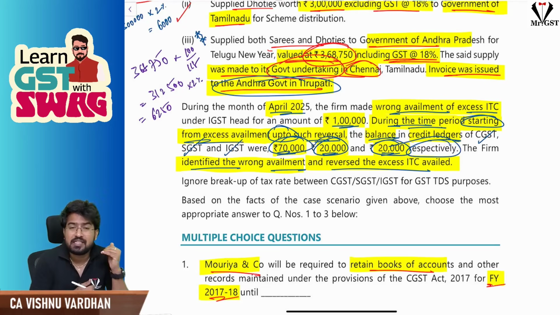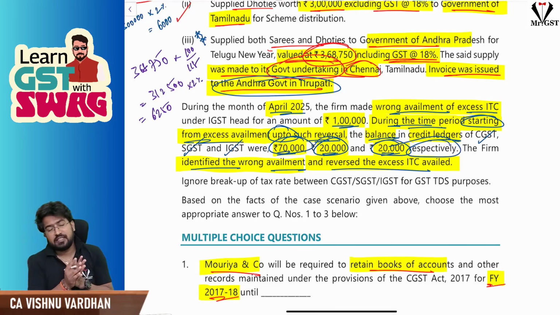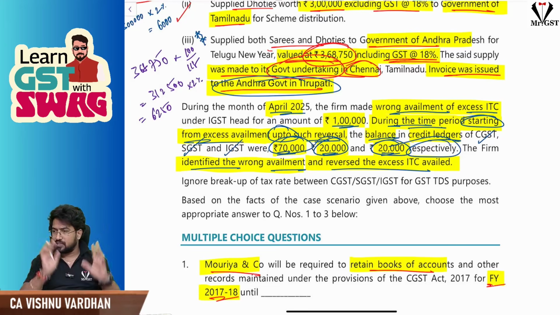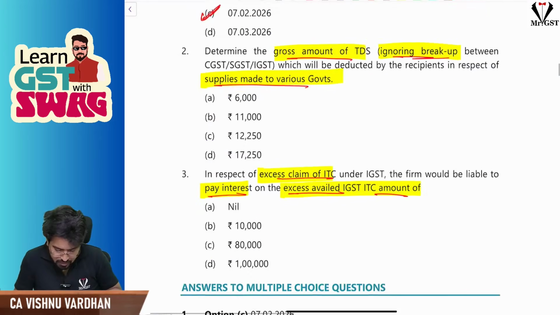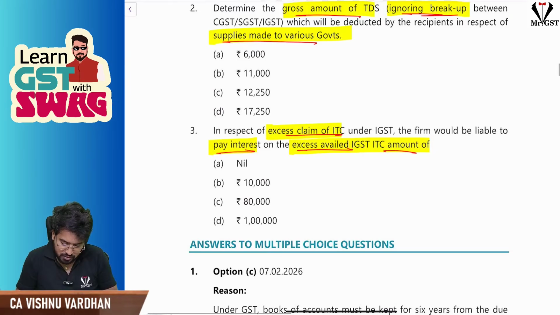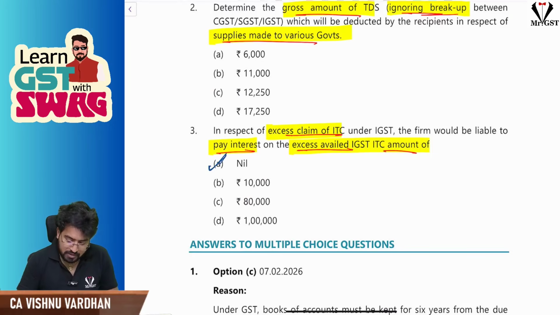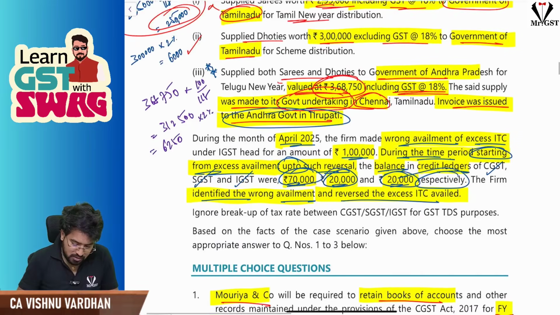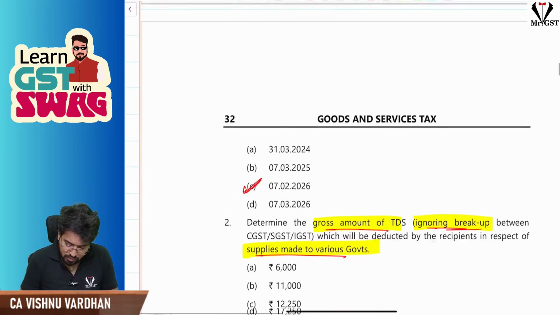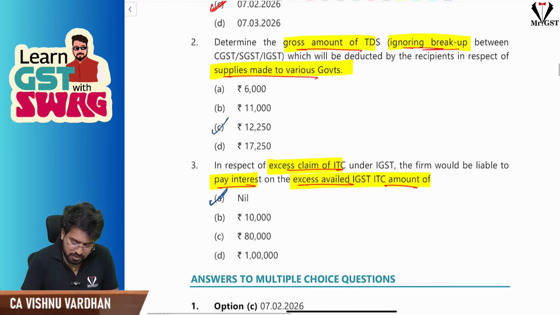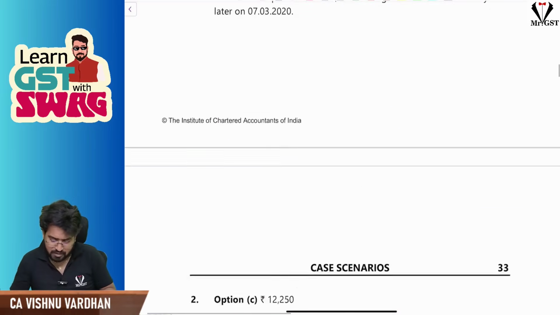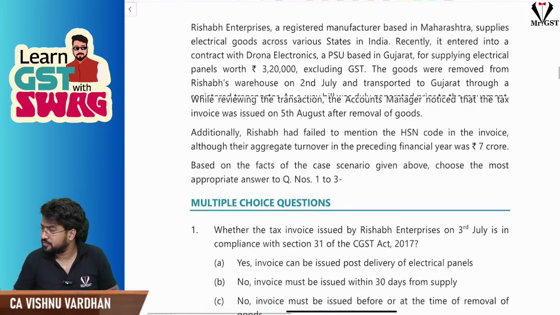So that means he has availed ITC of 1 lakh wrongly, but he has never utilized that wrongly availed ITC. That means interest will not come into picture. That is the concept. Hope it is clear for you. Okay. So interest will not come into picture here. Interest is nil. Yes, TDS part also we have to check. 6,000 and 6,250, 12,250 will be the answer here. So option C. With this we are done with case study number 9 also.